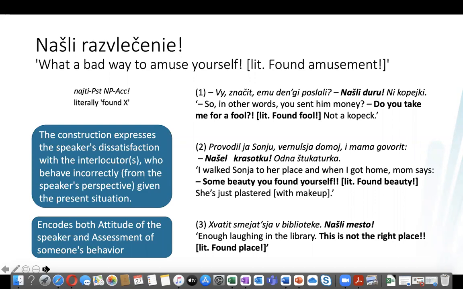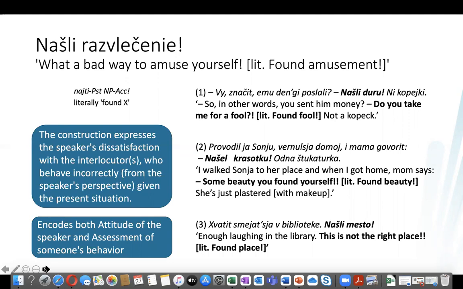this construction, "Нашли развлечение," which is literally just "found X." This expresses both attitude and assessment, since we have both an assessment of what somebody is doing and also how we feel about it. And important to note in this construction is what the filler words do here. So this is inherently a negative assessment, but the filler word might not necessarily be negative, but the construction expresses something negative regardless.